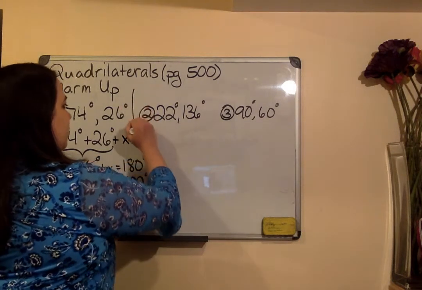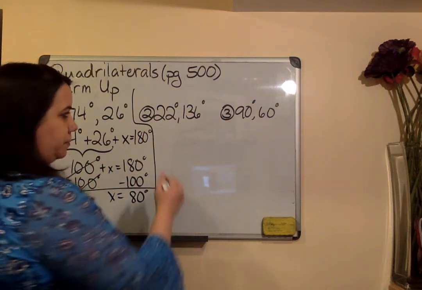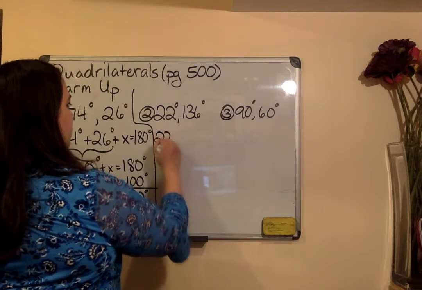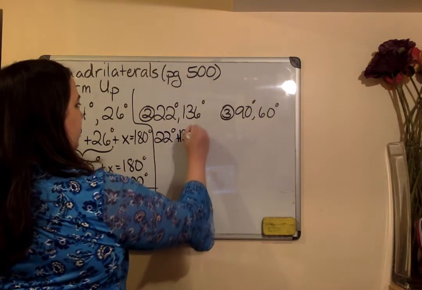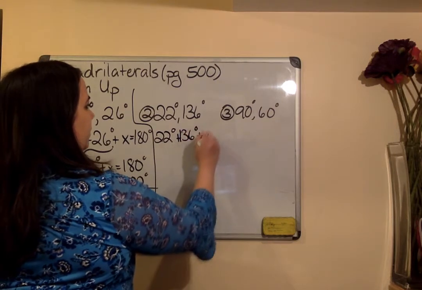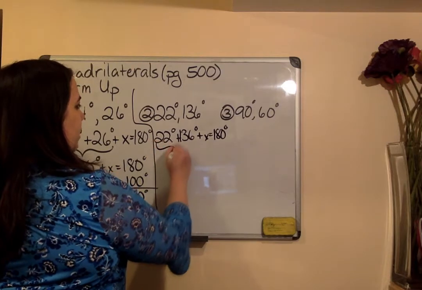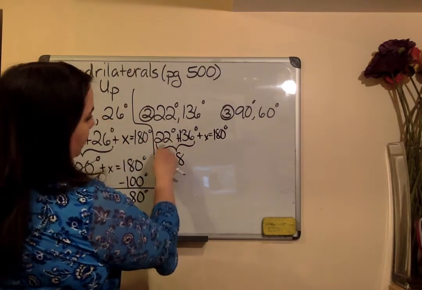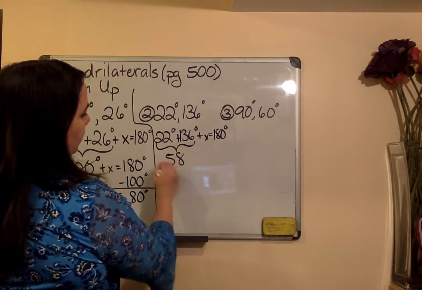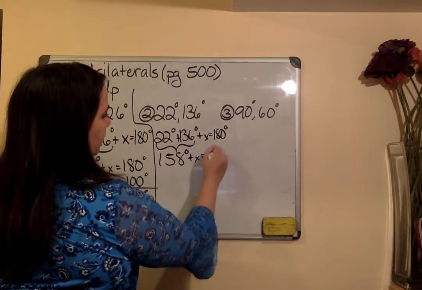We're going to continue with the same equation, just new numbers. So we're going to plug in 22 degrees, 136 degrees. We don't know x equals 180 degrees. So we add it up. We get 8 plus 3 plus 2 is 5. You have 158 plus x equals 180.